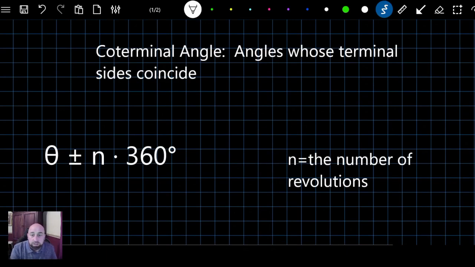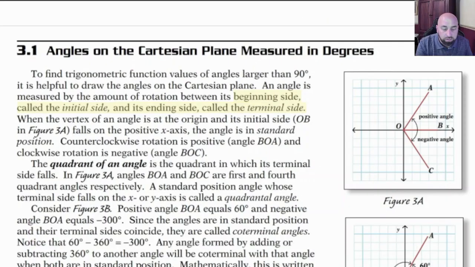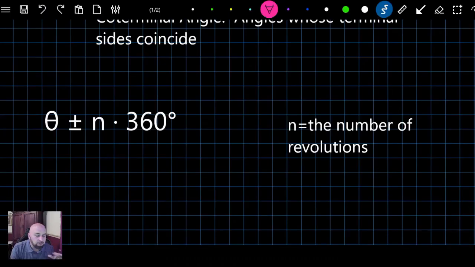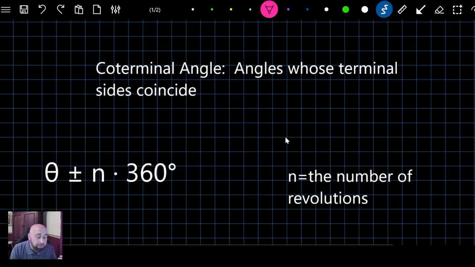There's a little formula in your book. Let me jump over here to the book real quick and show it to you. So a little formula right here that says mathematically it is written theta plus minus n times 360. What is that? That's how you calculate your coterminal angles. That's how you figure that out. So let's jump back over here to this screen and let's look at this. Let's kind of prove it mathematically.